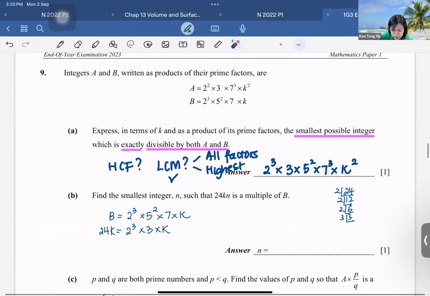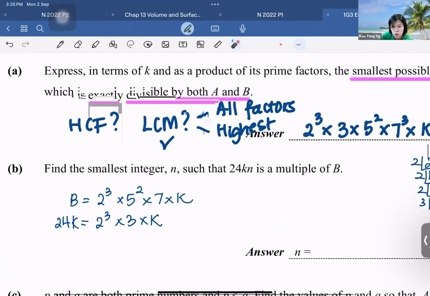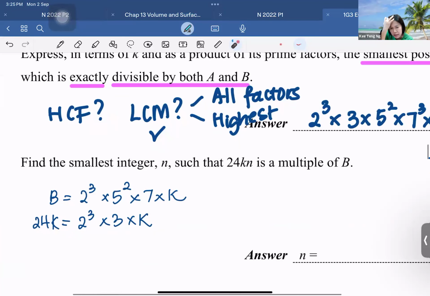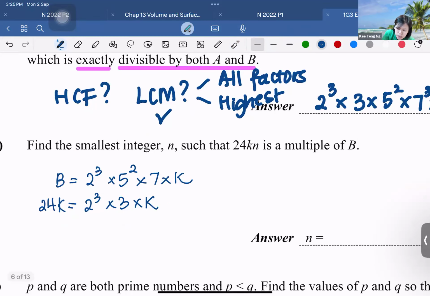Next question. Now, find the smallest integer n such that 24kn is a multiple of B. I'm going to show you 2 different methods. Method number 1 is by understanding. If this is going to be a multiple of B, what does it mean? It means all factors of B must be included.